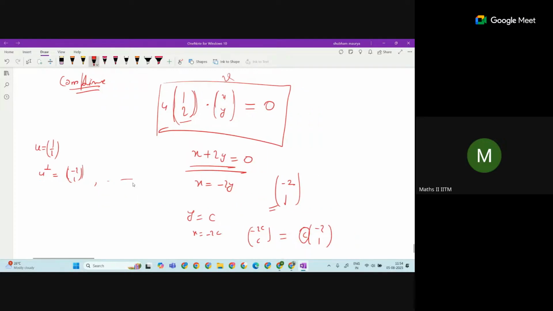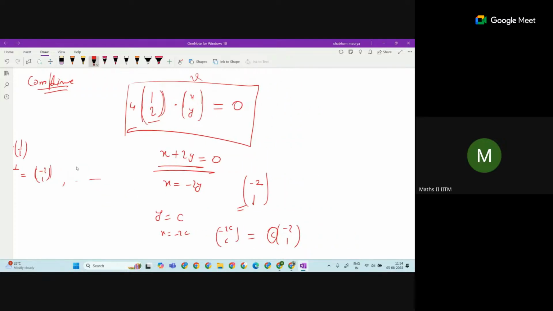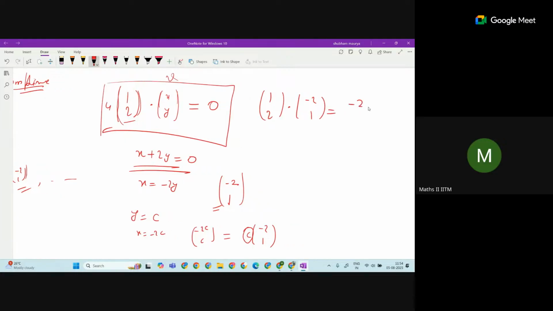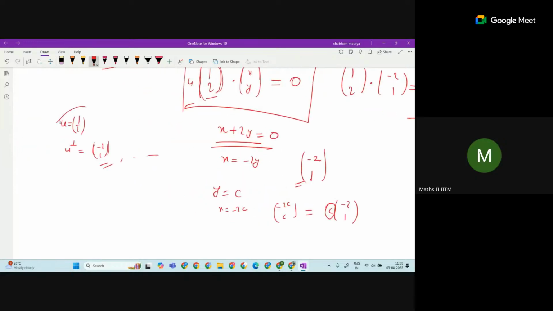Now if you want to verify it, let's say I'm checking with this vector minus 2 and 1. This is 1 and 2 dotted with minus 2 and 1. See what you will get. 1 times minus 2 plus 2 times 1, which is 0. See, this is what it's becoming. So for this vector, these are orthogonal, and this is called the orthogonal complement. The representation is u and above it, a vertical symbol, the perp symbol.